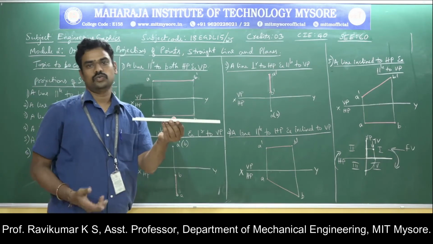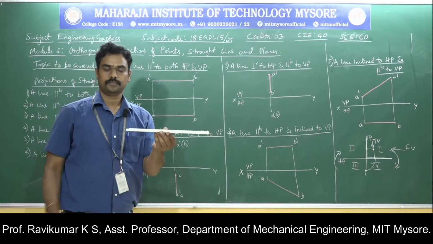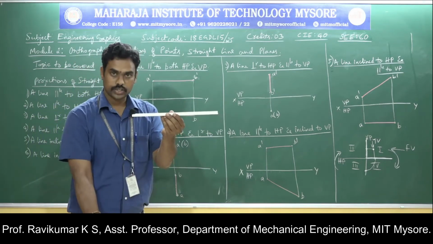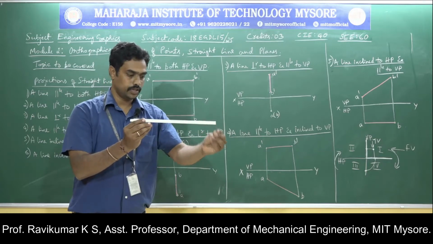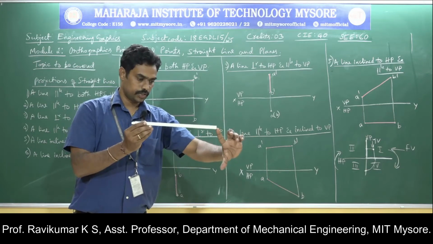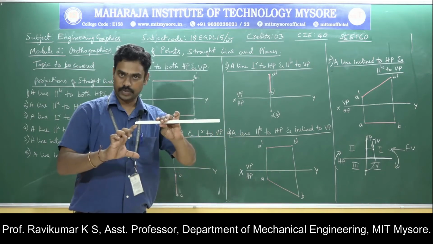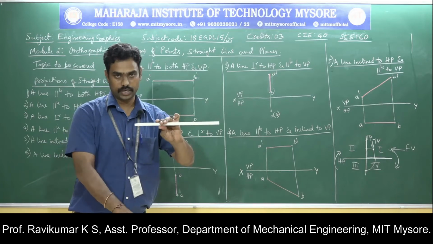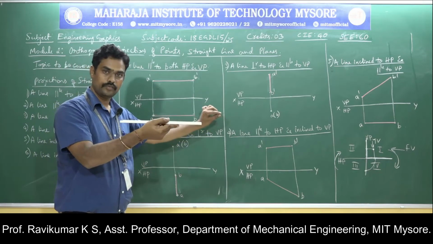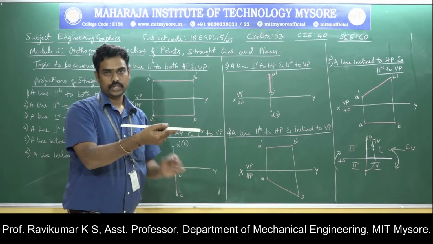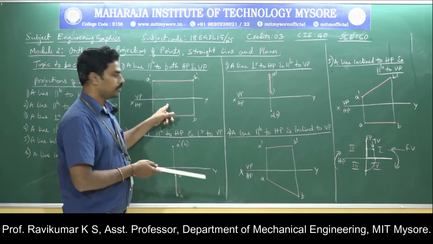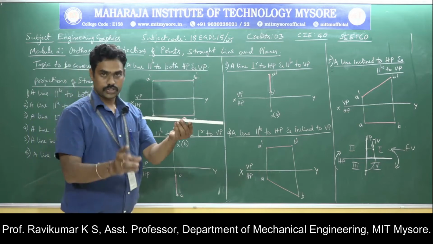Now how can you define that it is parallel? Look, the distance from this point to the horizontal plane and the distance from this point to the horizontal plane, if it is the same, then it is parallel to that particular plane. Then the distance from this point to the vertical plane and from this point to the vertical plane, if it is the same, then it is parallel. So this is parallel to both planes. That is what I have written here. When it is parallel, you just project it.